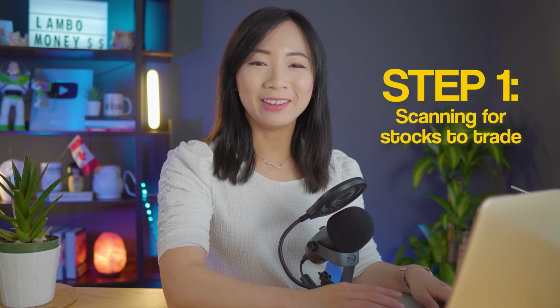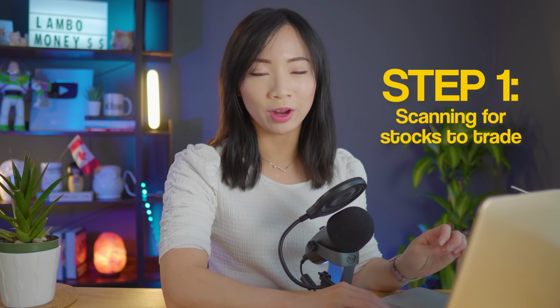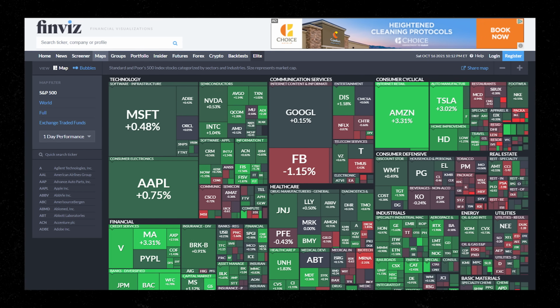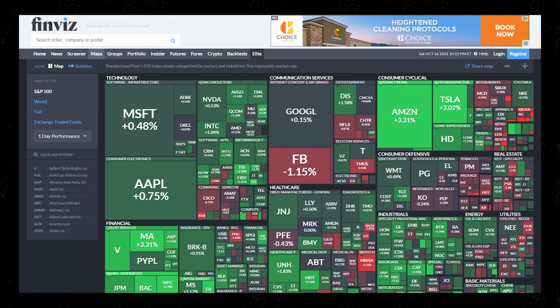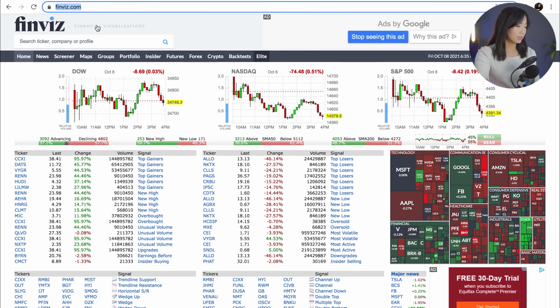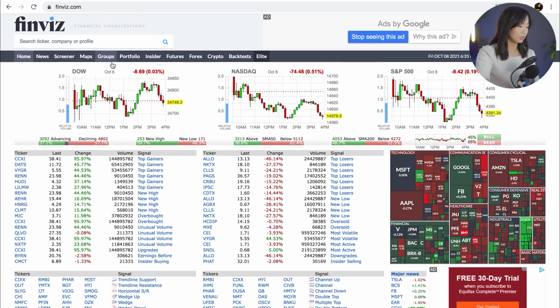Step number 1 would be scanning for the stocks to trade. And my favorite free scanning platform is finviz.com. This is still the most beginner-friendly website, and again, it's completely free to use. So start with going to finviz.com, and once you're on the homepage, you get a broad market view of everything that's happening in the market. Now the place we want to focus on is the Finviz screener.